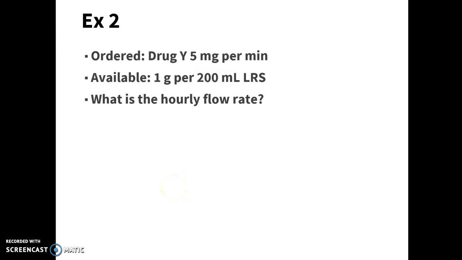All right, example 2 is asking about, we have drug Y that is 5 milligrams per minute. That's our order. Available, it comes 1 gram in 200 milliliters of lactated ringers. So what is the hourly flow rate? Let's look at that question for a minute.